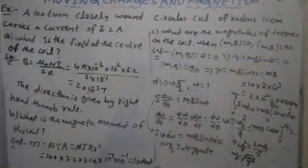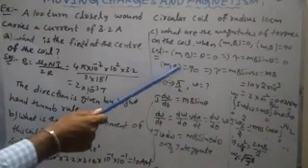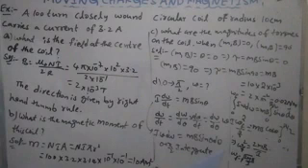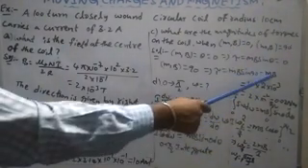Then torque how much? If the angle between the magnetic moment and the magnetic field is 90 degrees, then torque is how much? MB sin 90. Sin 90 is how much? 1. That is equal to MB. Right?